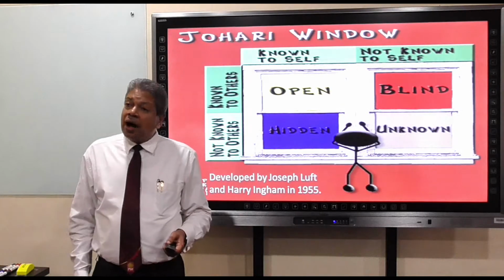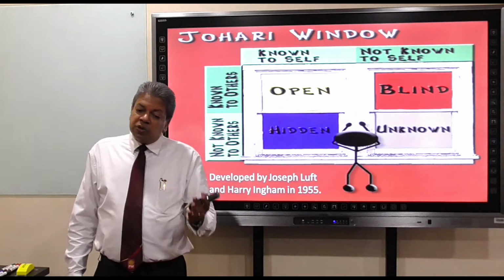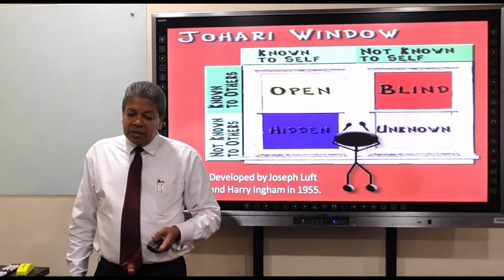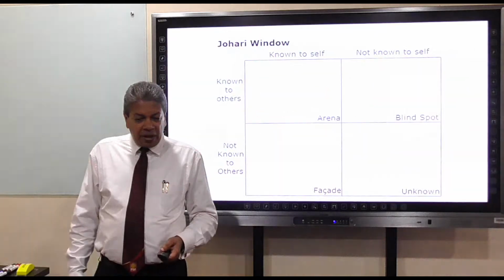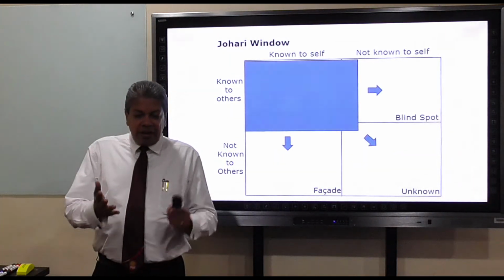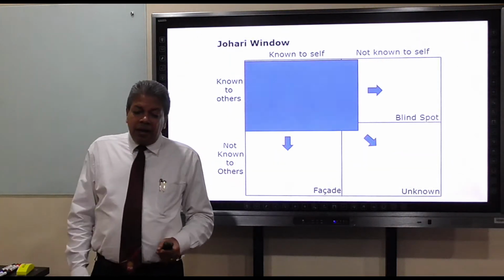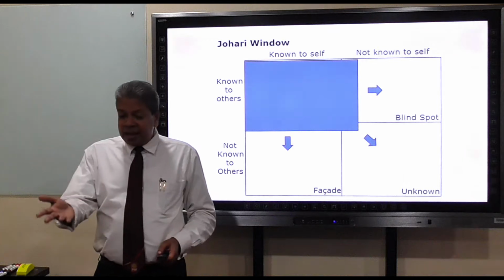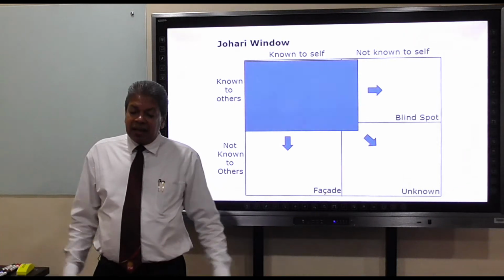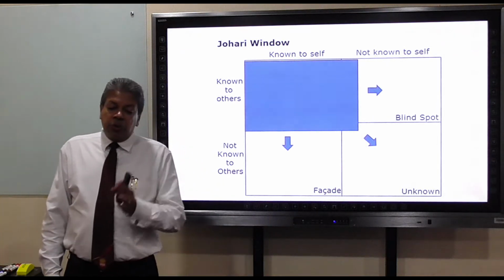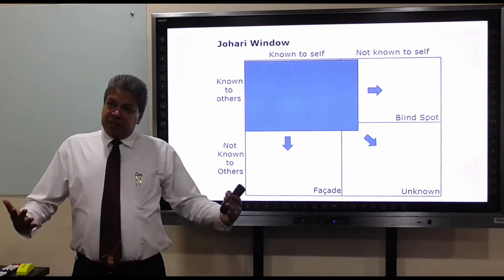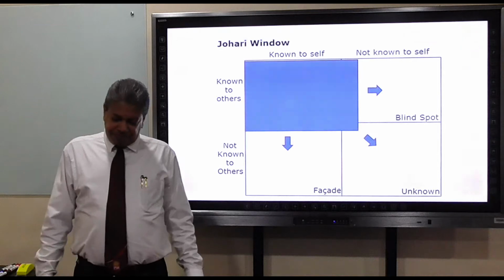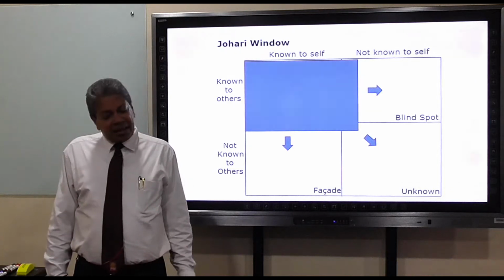And then we looked at the Johari window: known to self, not known to self, known to others, not known to others, the variety of aspects in it. And then we identified you need to expand the open territory to other areas, particularly to understand the unknown territory, not to get blinded by what is not known to you, and not to have a facade to show a different face to the outside world, and so on.